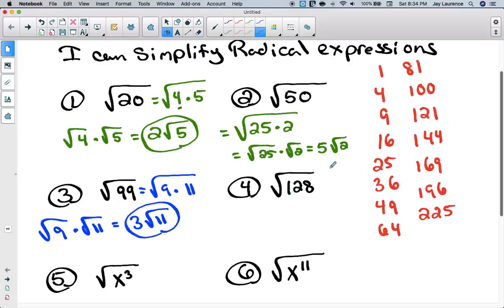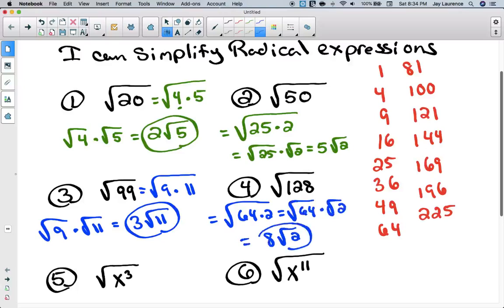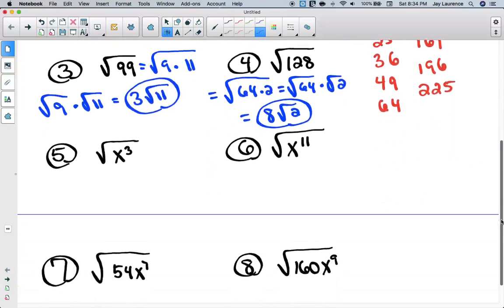Okay, 128, well, let's see here. 81 is not going in. Oh, 64 is going to go in. So I'm going to think about rad 128 as the rad of 64 times 2, which is going to be rad 64 times rad 2. And rad of 64 is 8, rad 2, and there we go. Okay? All right. Now, when there's a variable involved, this gets even easier.